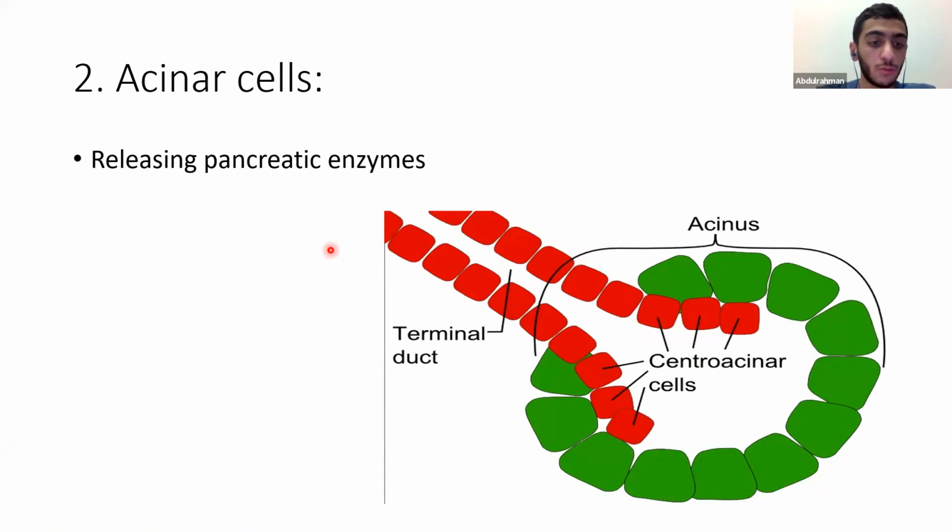Okay, let's go to the next one, which is the SNR cells. Now, the next thing we said is the acinus, which is basically a functional unit of the pancreas. It's responsible for releasing the enzymes. These enzymes basically break down the food in the intestines.